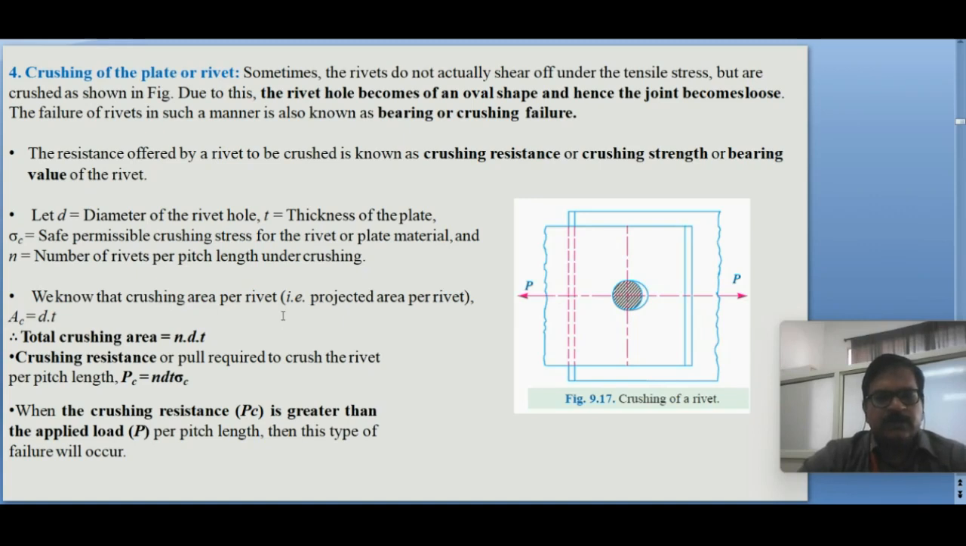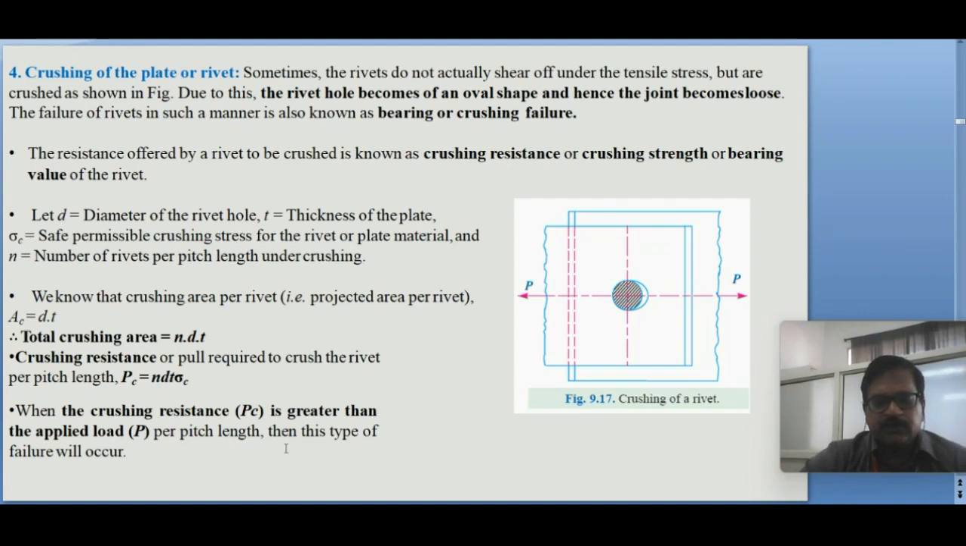Here, the resisting area is taken as the diameter of the rivet and the thickness of the plates in which the rivet is placed. So that is called the projected area. N is the number of rivets for pitch length. So N into D into T is the crushing area. When it is multiplied by the crushing strength, sigma C, it gives the pull required to crush the rivet per pitch length. So we have a total of three modes of failures.